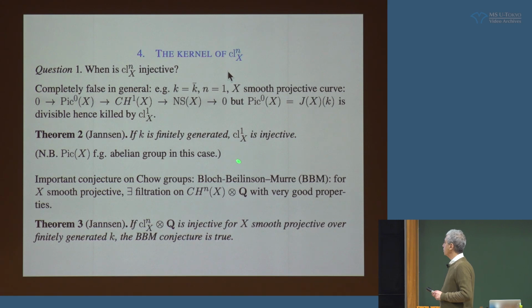And in general, there's a conjecture on Chow groups. I'm not going to talk about it, I'll just mention it. It's called the Bloch-Beilinson-Murre conjecture, which says that if X is smooth projective, there should be an interesting filtration on Chow^n of X tensor Q. And Jannsen proves that if the cycle class map tensor Q is injective, then this Bloch-Beilinson-Murre conjecture is true. So it's quite an important question.